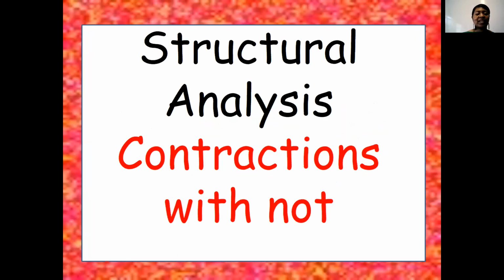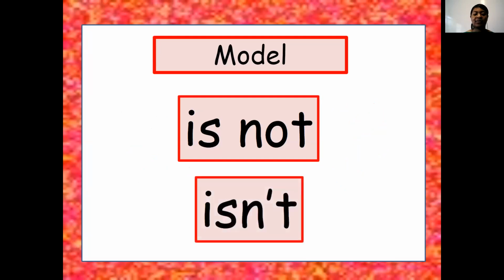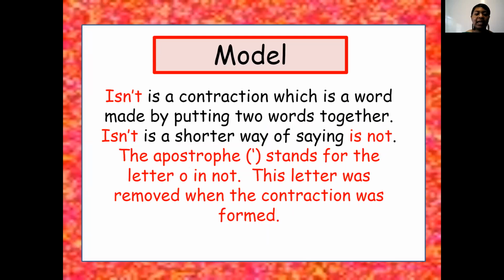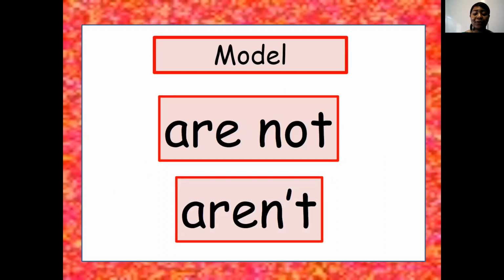All right, let's look at our structural analysis. Contractions with not. Two words, is not. It's going to become isn't. Isn't is the contraction, which is a word made by putting two words together. Isn't is a shorter way of saying is not. The apostrophe stands for the letter O in not. This letter was removed or taken away when the contraction was formed. Are not. The contraction is going to be aren't. What letter was taken away?